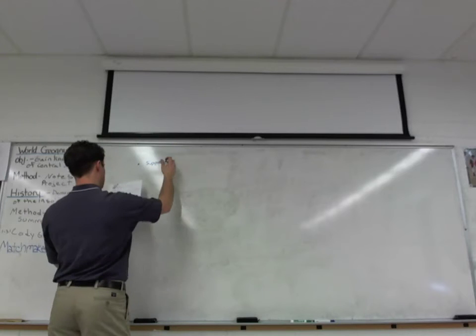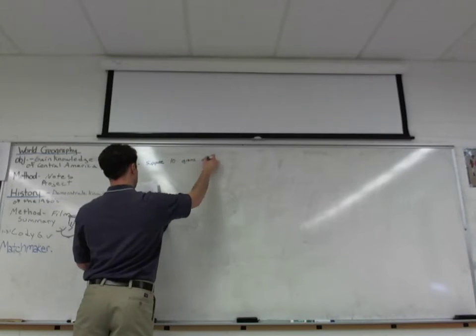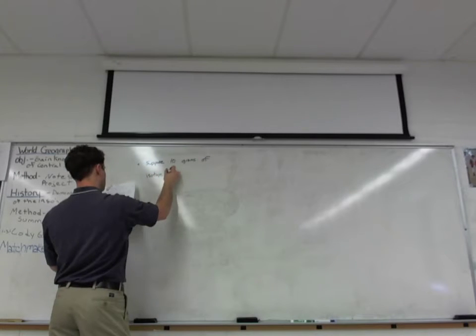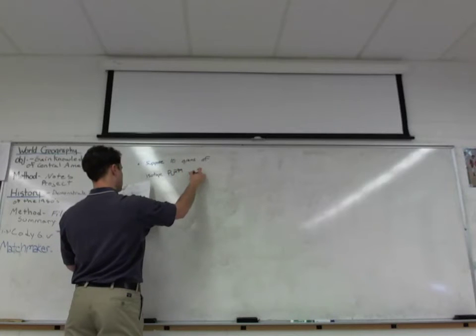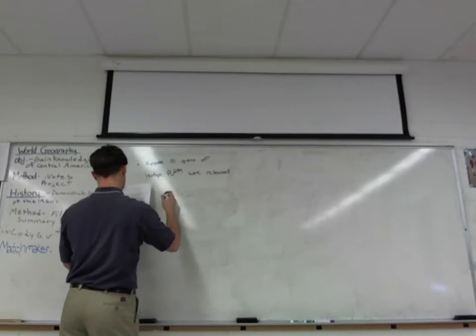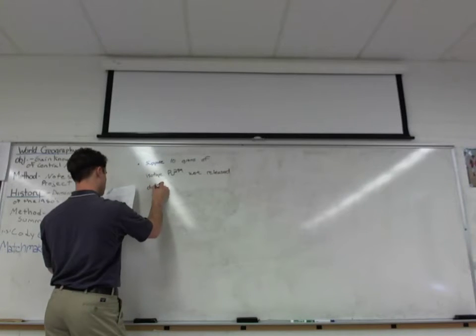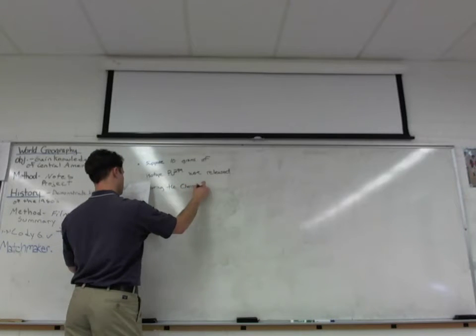So let's say we've got a radioactive decay problem that says this. Suppose 10 grams of isotope Pu-239, that's plutonium, a certain isotope of plutonium anyway, are released during the Chernobyl accident.